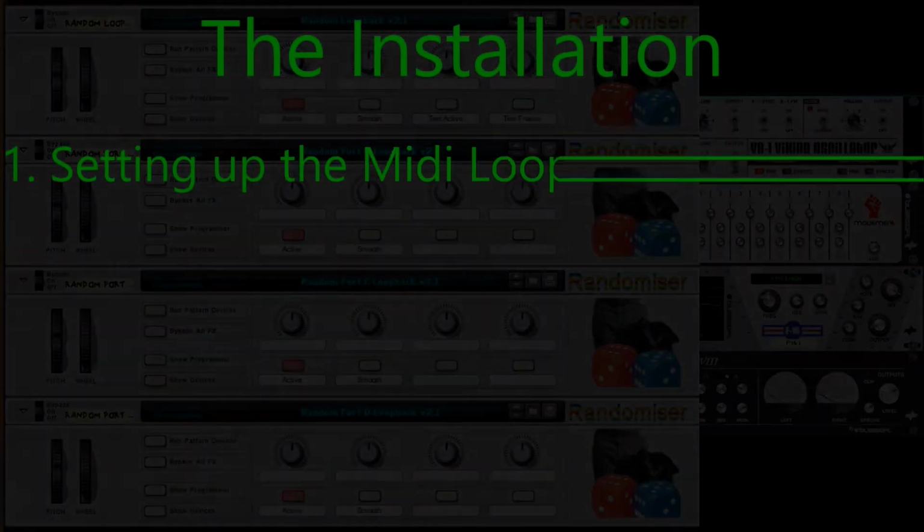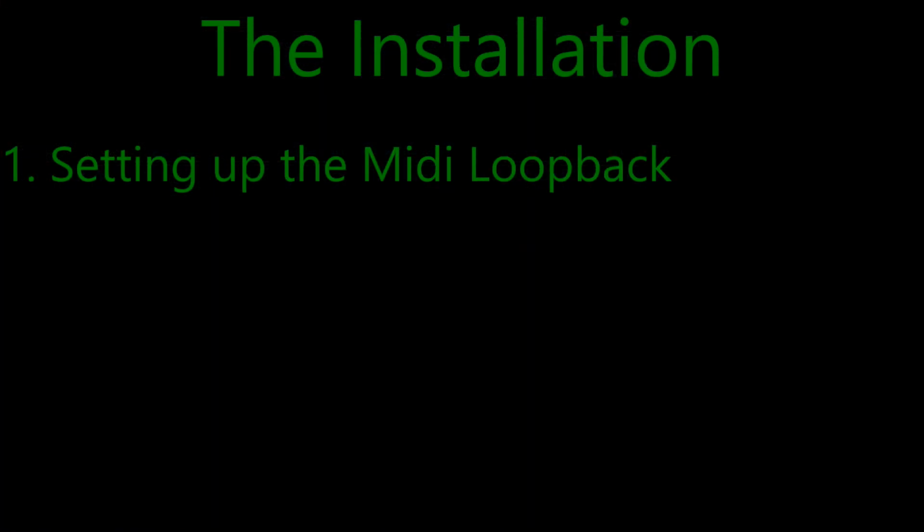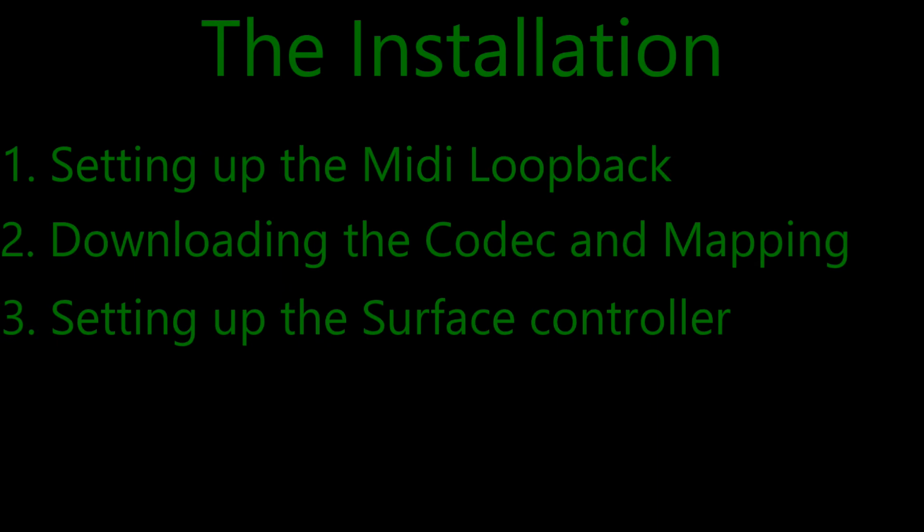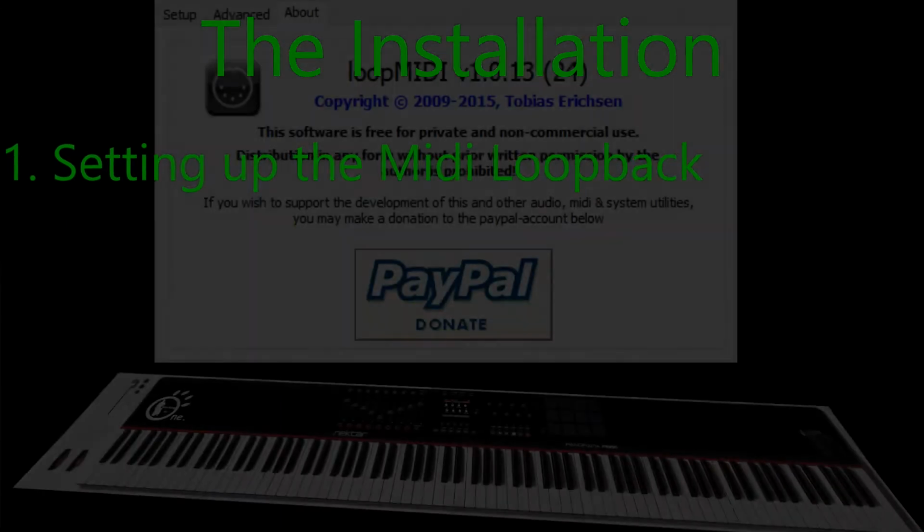The installation really has 3 steps. Step 1 is setting up the MIDI loopback software itself, with the random ports. Step 2 will be downloading and installing the codecs and the mapping files. There's not much to that, it's a simple download. And the third step will be setting up the surface controller. There'll be 3 surface controllers that we will be setting up. I'll go through that in the next section.